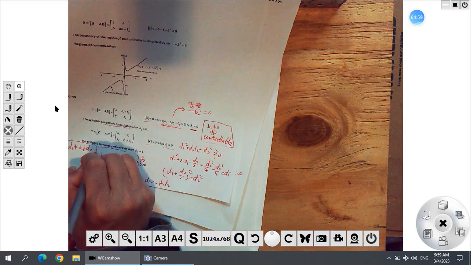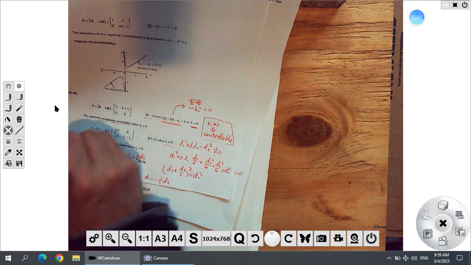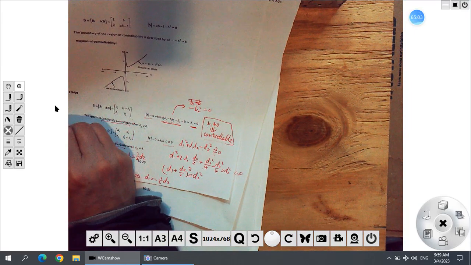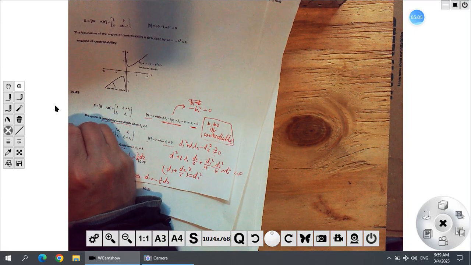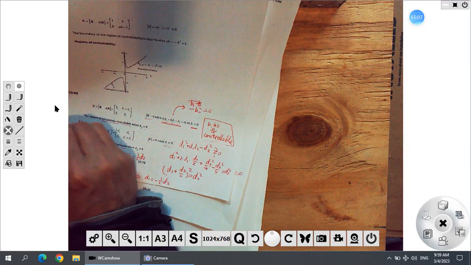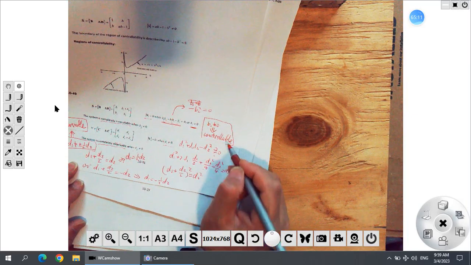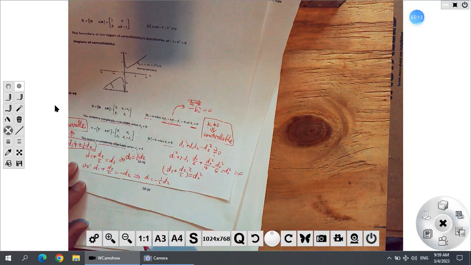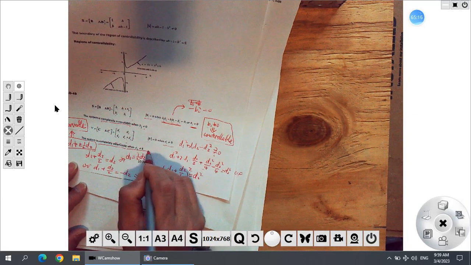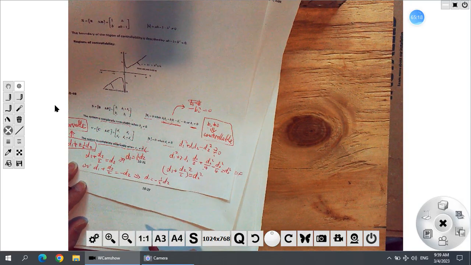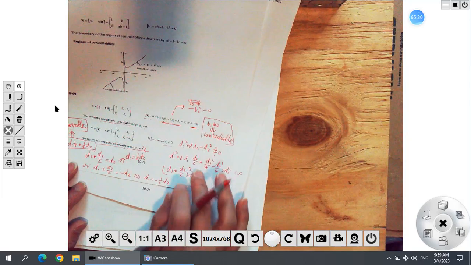This is the condition. So this condition gives us observable. So this condition, it is controllable. This condition is observable. Yeah, here this is not good. Okay, this is the last problem.